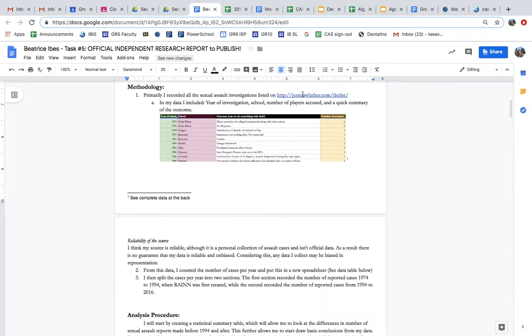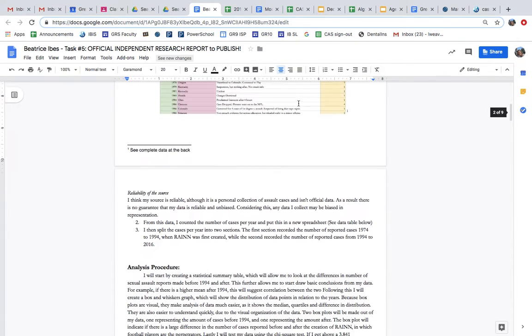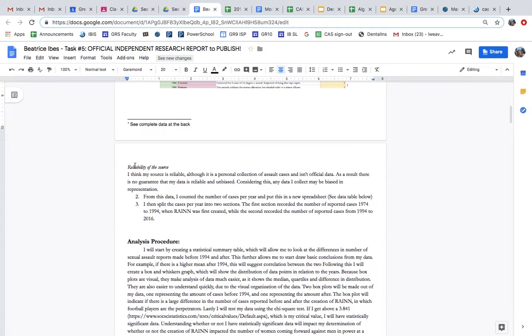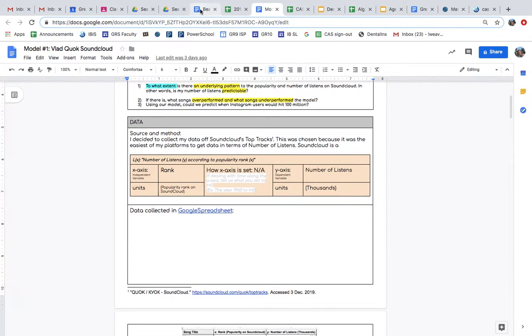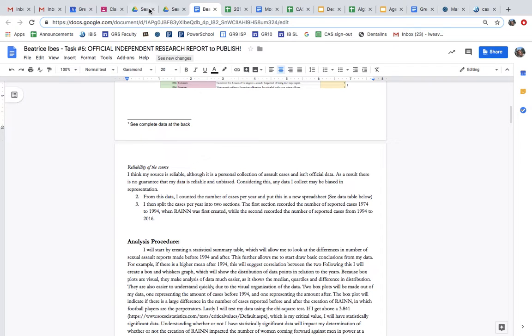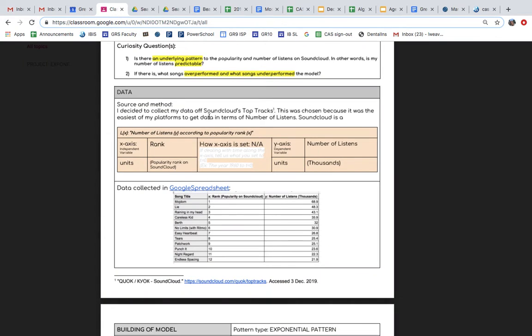Number one, she shares where she got her data from and cites that source. And then she talks about the reliability of that source and why it is a good source. So those are two things that you should do in your data. You should share your source and then share why you think your source is a good source. Maybe a little background context that people wouldn't know what your source is.